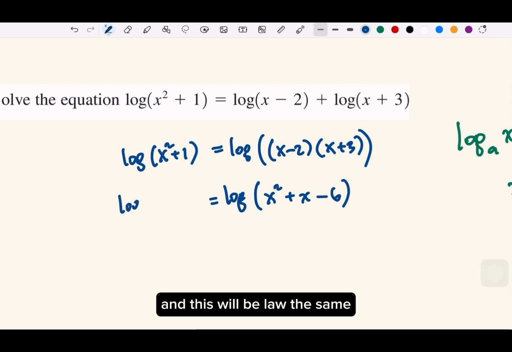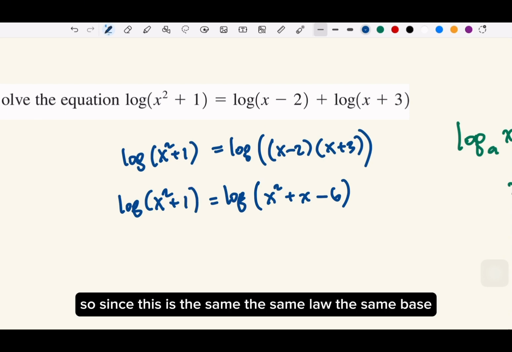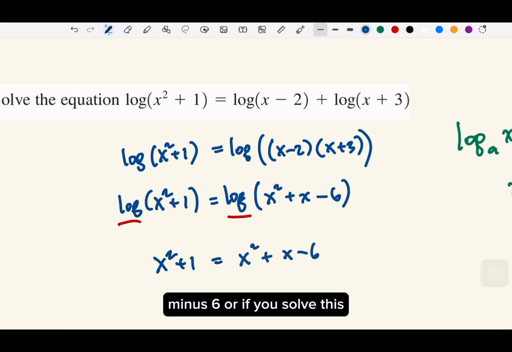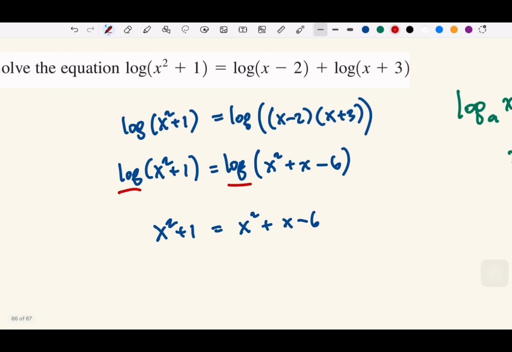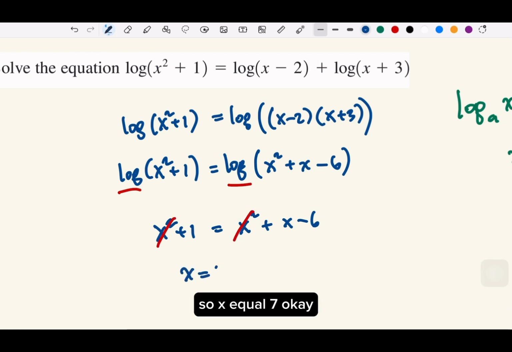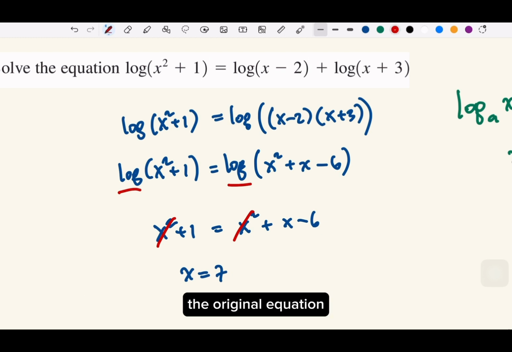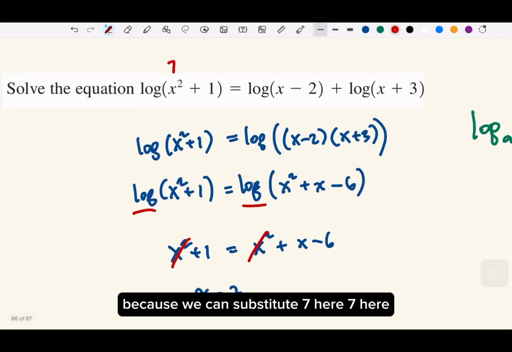And this will be log the same. So since this is the same log, the same base, we could write x squared plus 1 equals x squared plus x minus 6. If we solve this, x equals 7. Okay, and you can also check that x equals 7 satisfies the original equation, because we can substitute 7 here, 7 here.